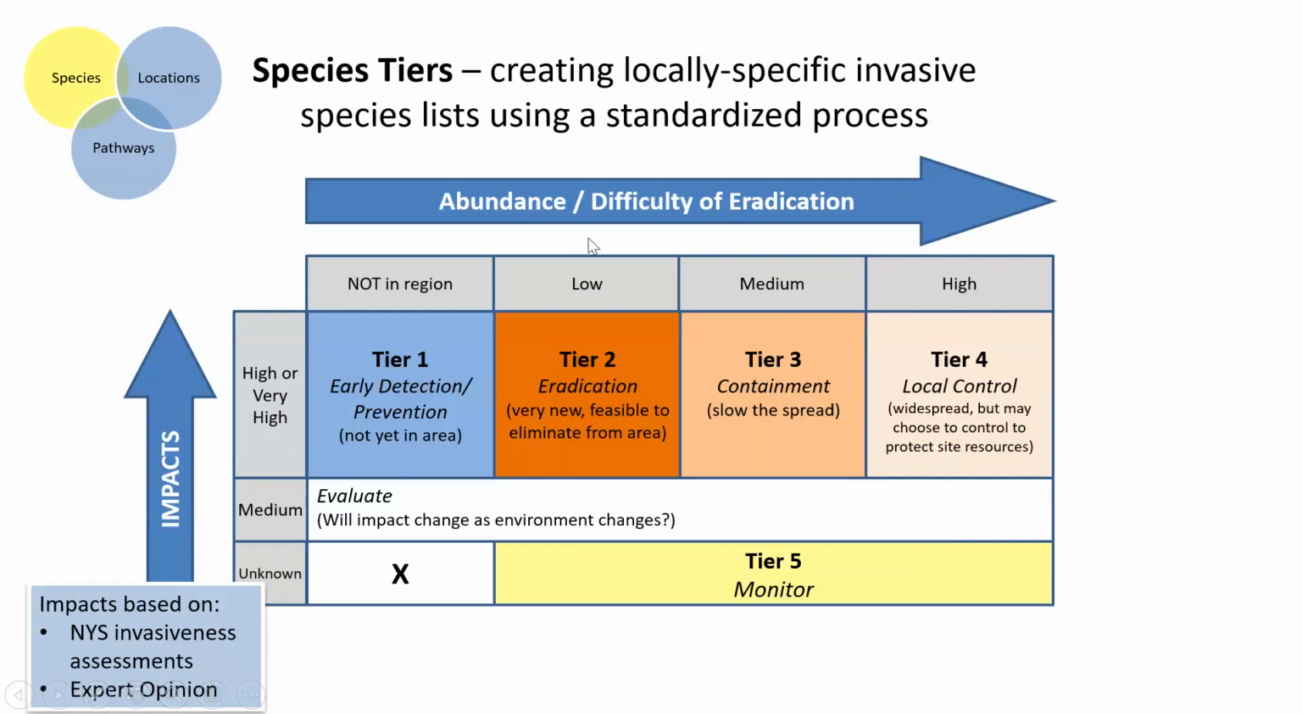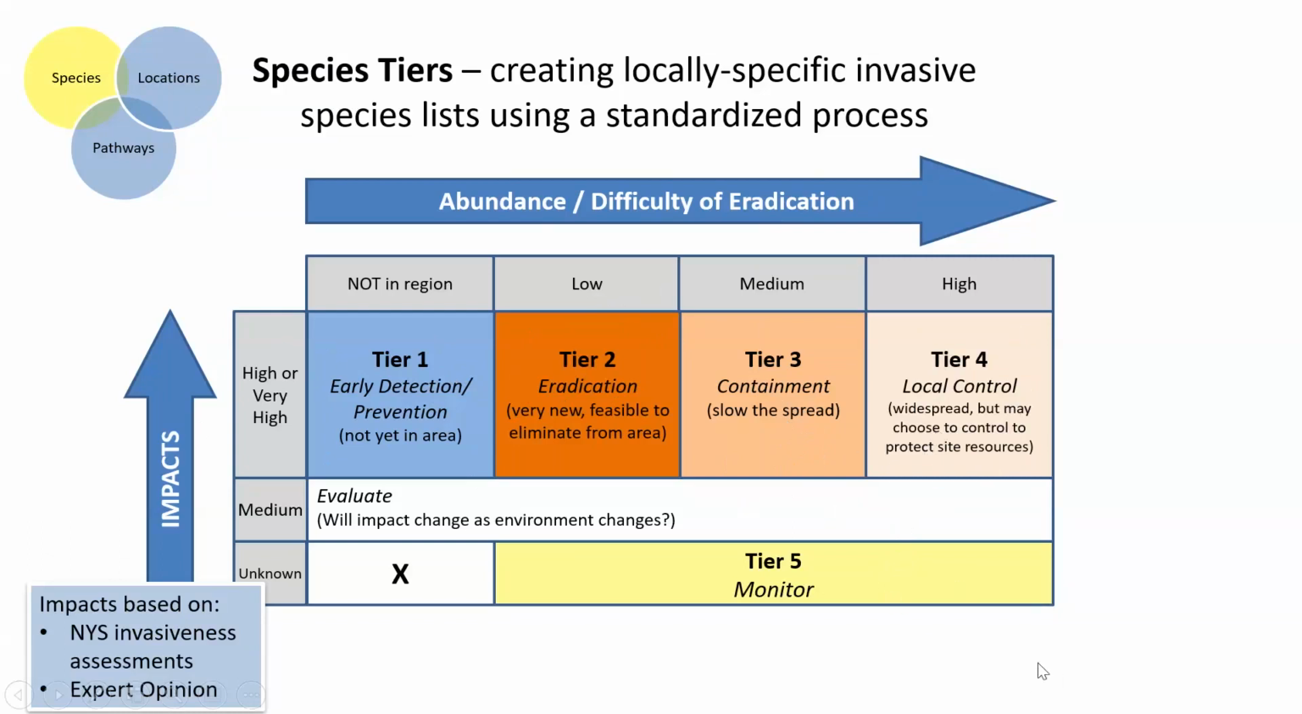Sorry, I should have defined these axes here. And then we're also looking at the abundance or difficulty of eradication of species. So just focusing on those very high impact species, tier 1, as I mentioned, they're not yet in that area. Tier 2, there's very few populations and perhaps eradication is feasible. Tier 3 might be past the point of eradication, but you may be able to contain or slow the spread of that species. And tier 4 are those high impact non-native species that are widespread.